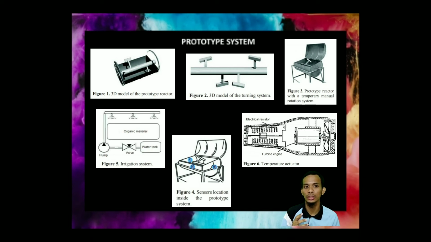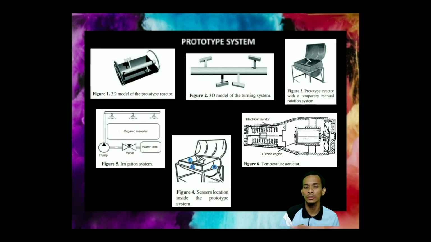Figure 2 shows the 3D model of the turning system. Figure 3 shows the simulated 3D model. A prototype system is constructed that consists of a cylindrical barrel of 20 liters. Figure 4 shows the temperature sensors are located at the two ends, sensor 1 and sensor 3, and the center, sensor 2, of the bioreactor tank.